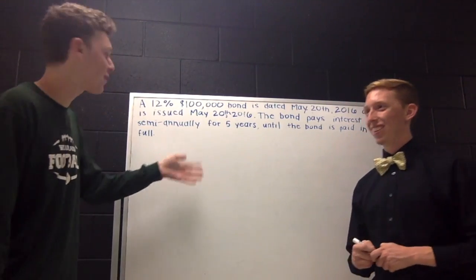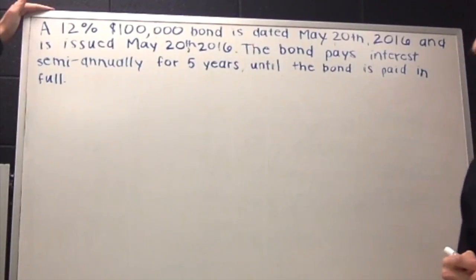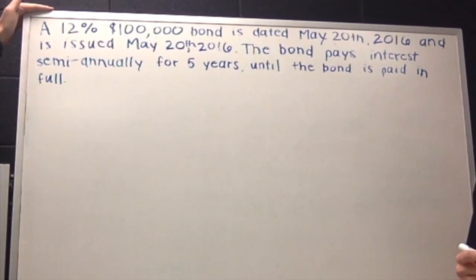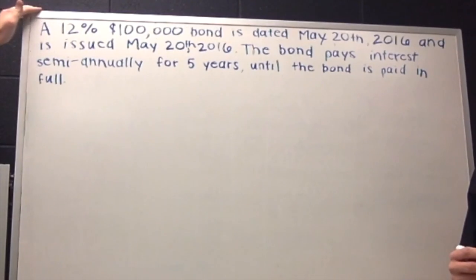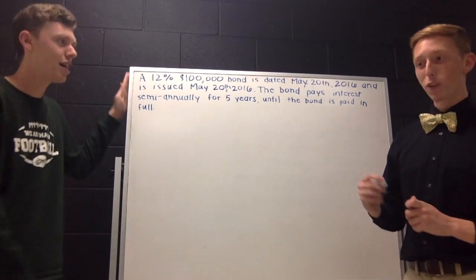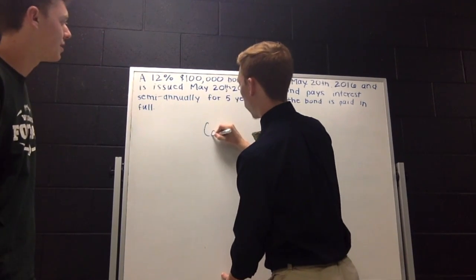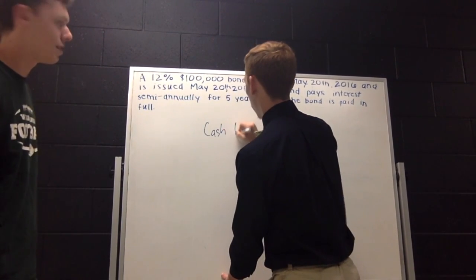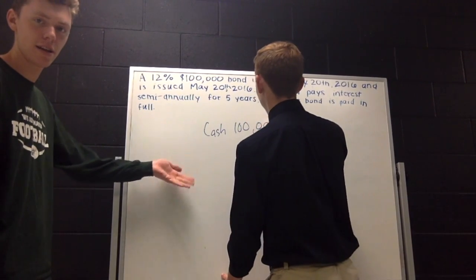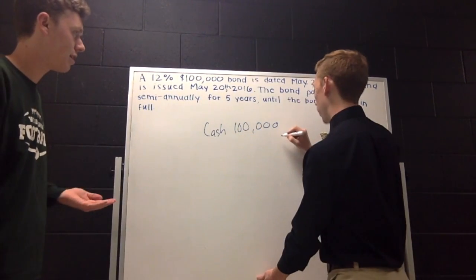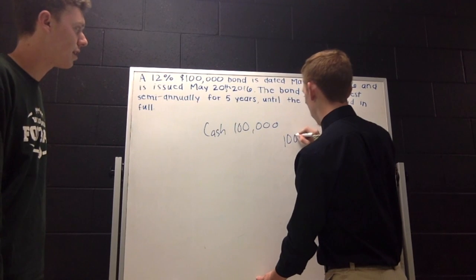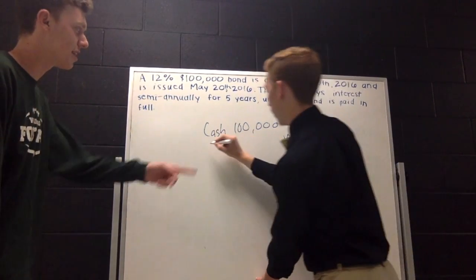All right, for our first example, a 12% $100,000 bond is dated May 20th, 2016 and issued May 20th, 2016. The bond pays interest semi-annually for 5 years until the bond is paid in full. All right, so our first step is we're going to show that the bond is distributed. So we're going to debit cash for $100,000. And then we're going to credit bonds payable for the same amount.